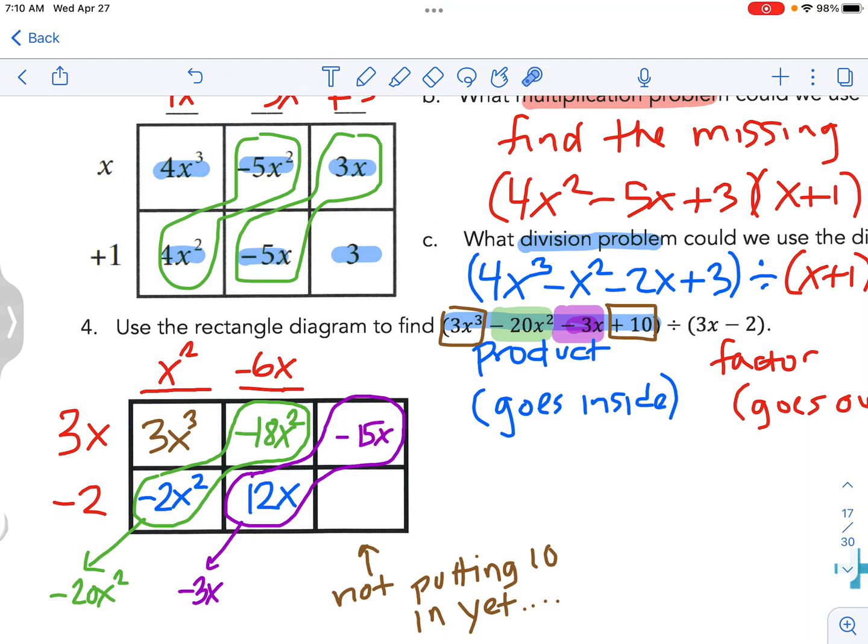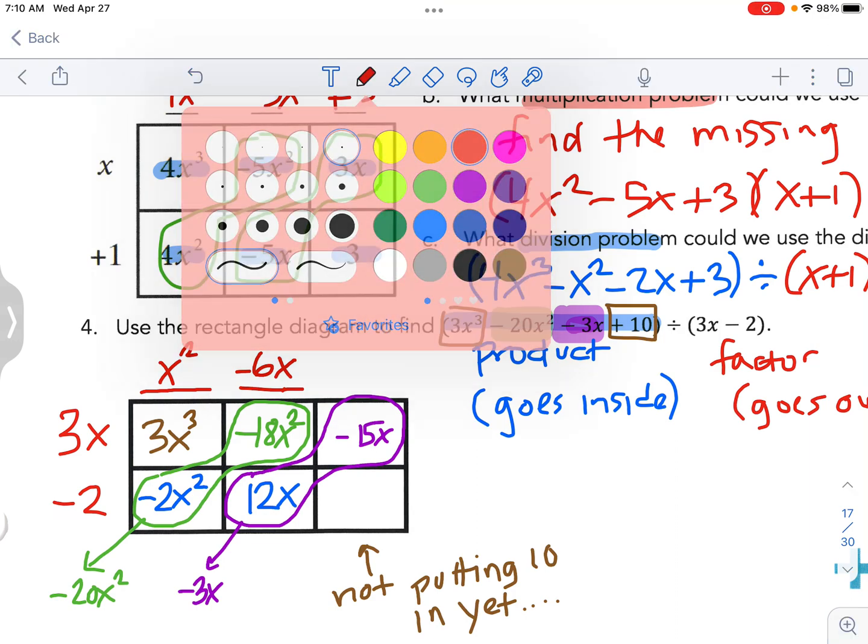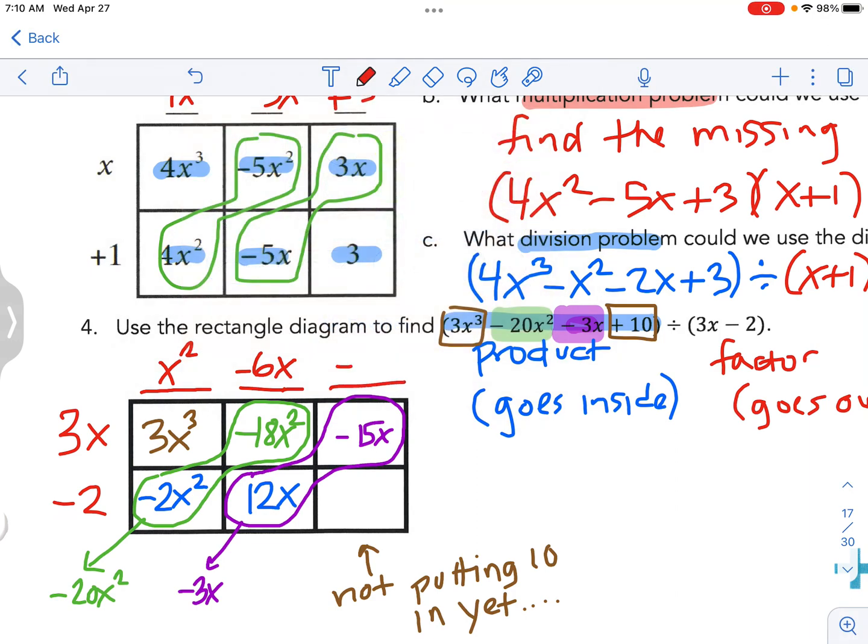I need three more than this, but negative, because I need to make a negative value. And then the process starts all over again. Now I have this box here, and I have 3x, and I know I need to make negative 15x. So that means this has got to be negative 5. Okay, now I can fill in my last box.